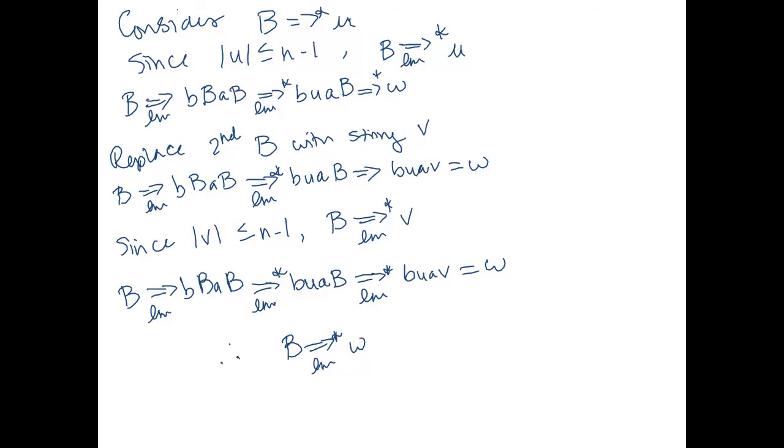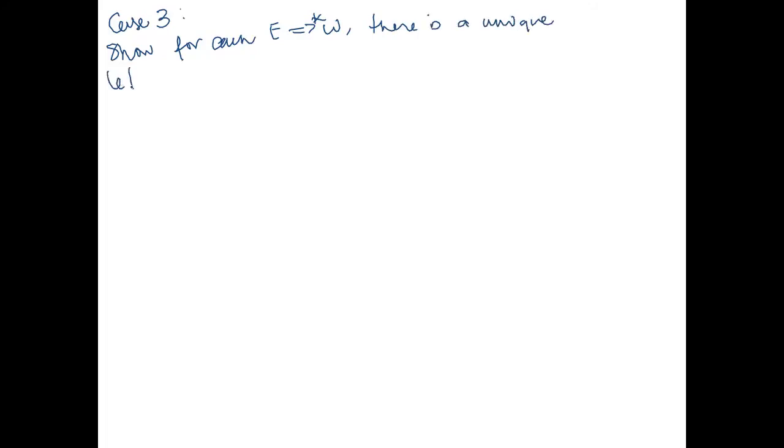So we've got a unique leftmost derivation on any string from A, and a unique leftmost derivation on any string from B. So now we need to handle case 3, from E. What we want to show is that for each string generated from E, there is a unique leftmost derivation from E to W.